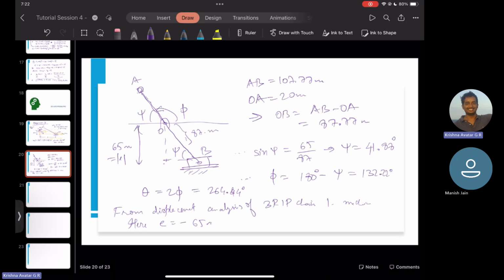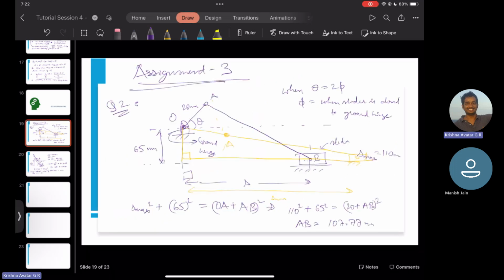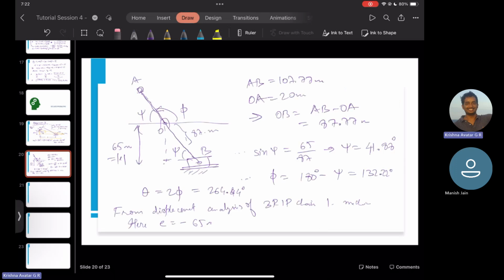But because the thing is, for the chain, what we had is the slider used to be above the line of action, so somewhere here. So in that case, E was positive, so this used to be the E. But in this case, it is below the line of action, so we just call it minus. It's like a minus value. And then we can use all our displacement angles.